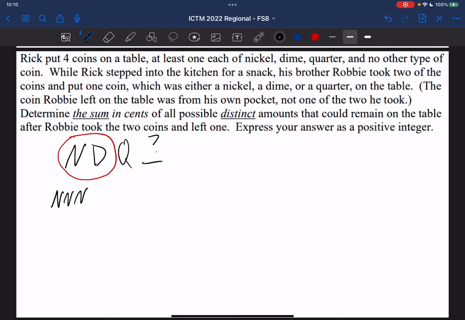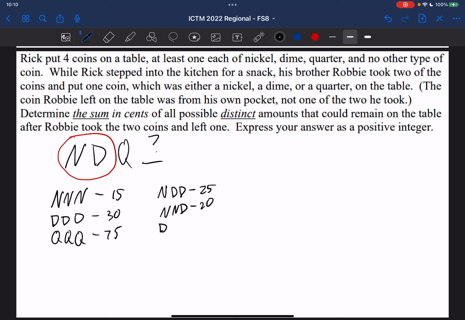Well, we could have 3 nickels, 3 dimes, 3 quarters. So that's 15 cents, 30 cents, 75 cents. We could have a nickel and 2 dimes, so that's 25 cents. 2 nickels and a dime, that's 20 cents.